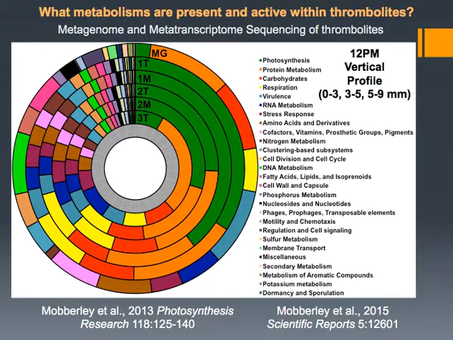Here's just a snapshot of some of the first data we did. The different colors represent all these different categories of functional genes that we found. The outer ring is the metagenome. Here we just captured the entire surface. We took the top 1 centimeter of the microbial community, mixed it all up together, and then sequenced everything all together.